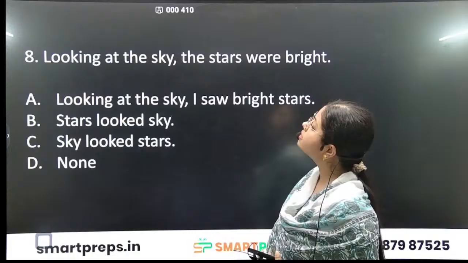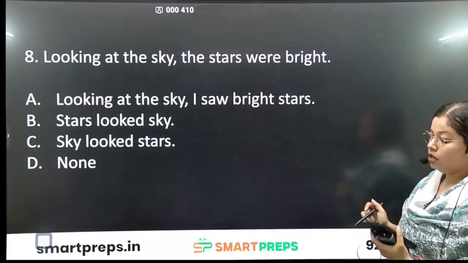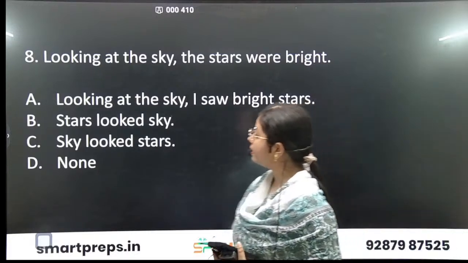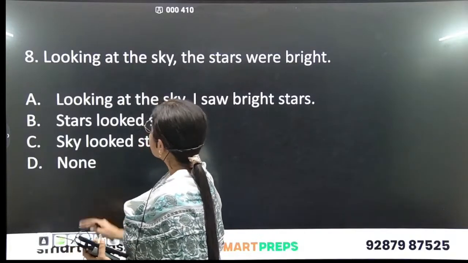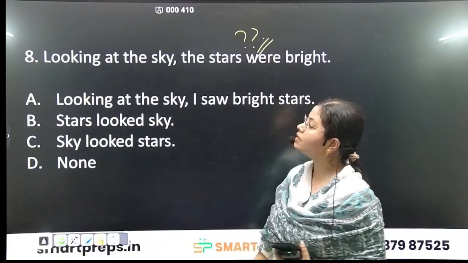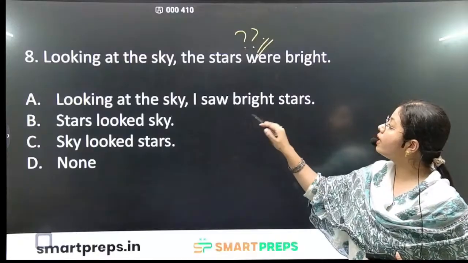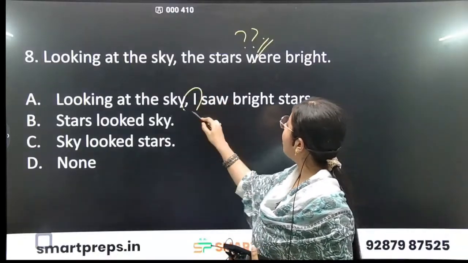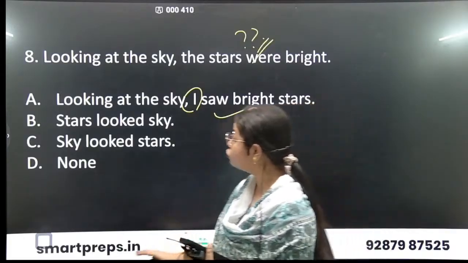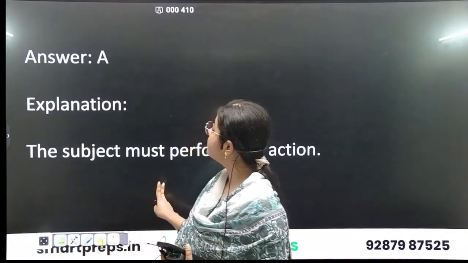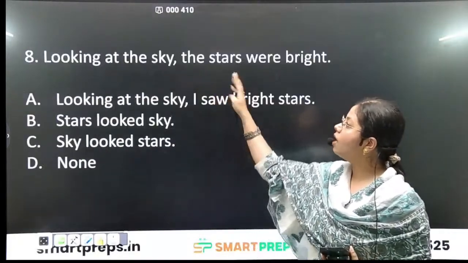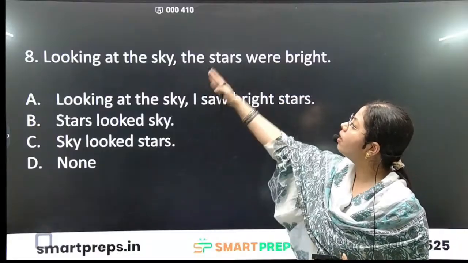Next is looking at the sky, the stars were bright. Who saw that the stars were bright? Obviously, option number 1, looking at the sky, I saw bright stars will be the correct answer. Understood? How to place the subject regarding the modifiers? The subject must perform the action. With the phrase looking at the sky, we must place the subject who performs the action.